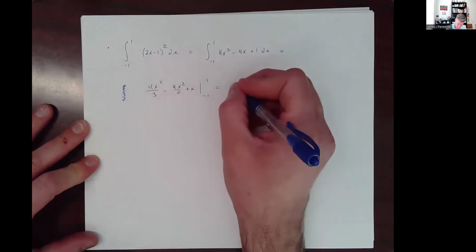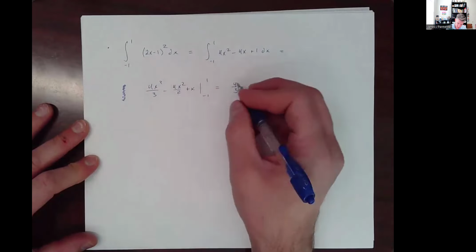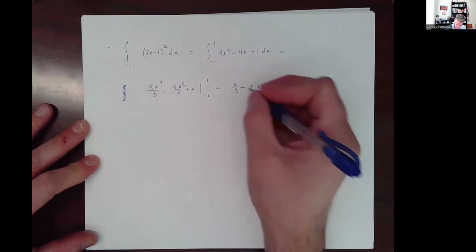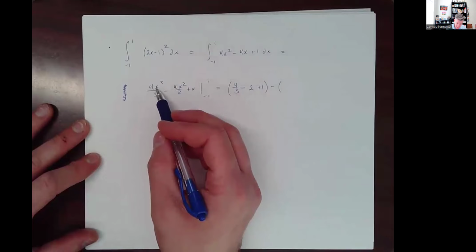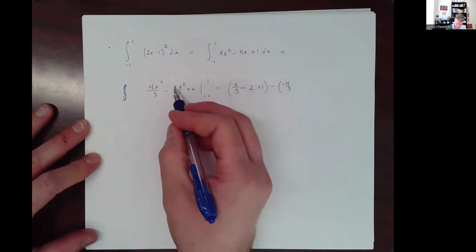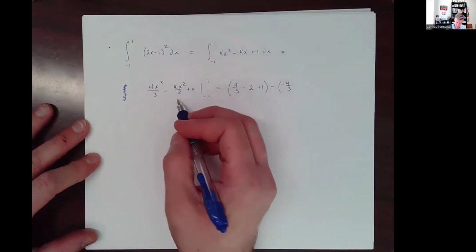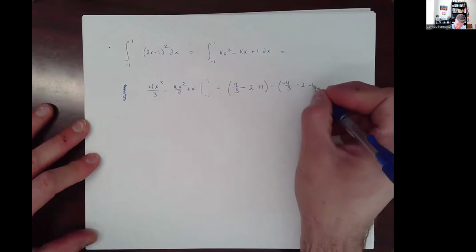So we're going to get 4/3 minus 4 divided by 2 is 2. I'm just plugging in 1, minus plug in -1. So -1 cubed is negative, so you're going to get a -4/3. You're going to get a 4 times +1 divided by 2, which is still going to be a -2. And finally, a plus -1, so -1.